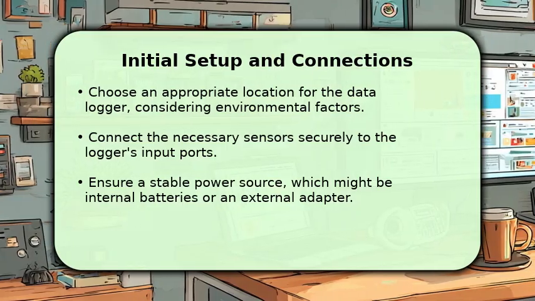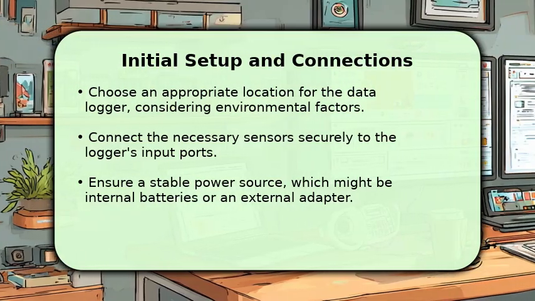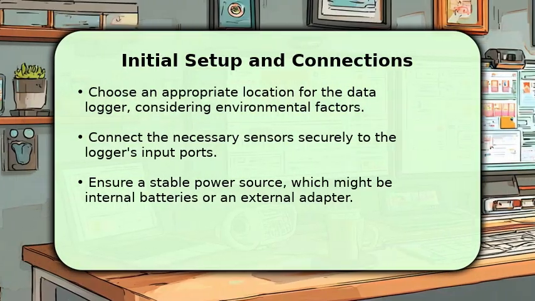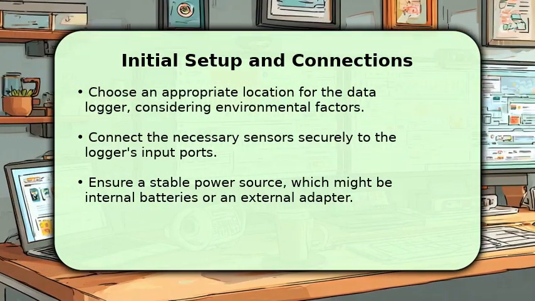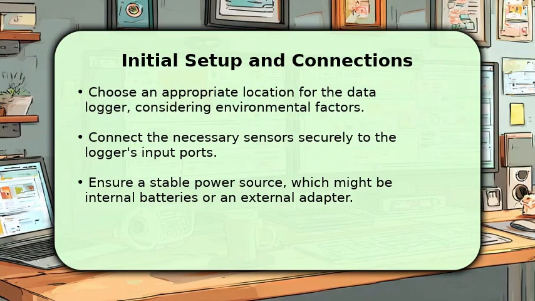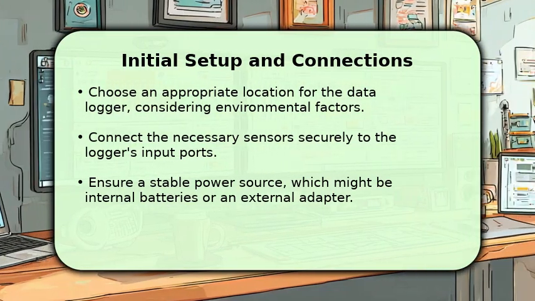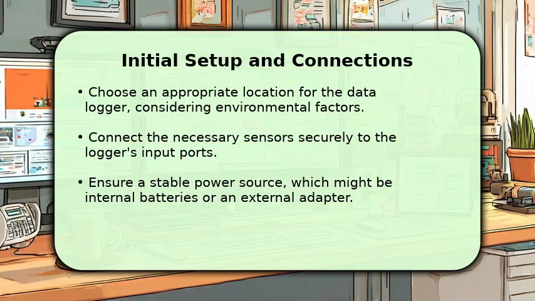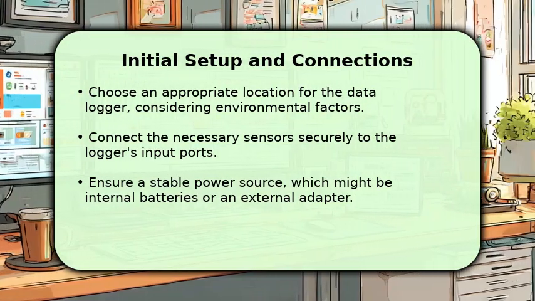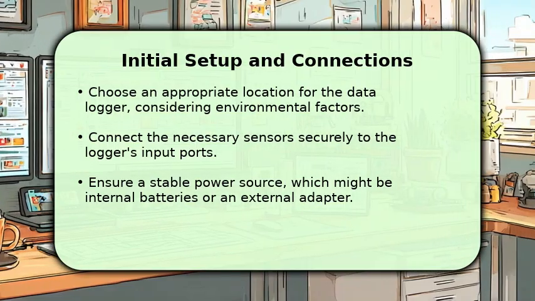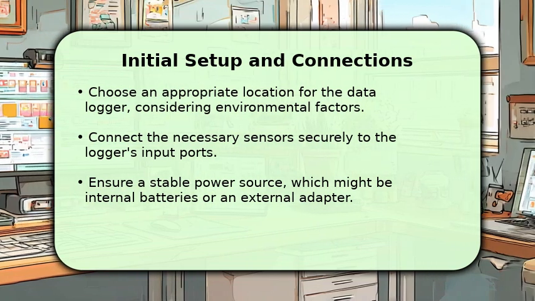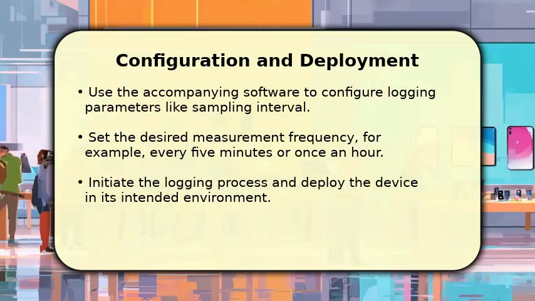Next, let's get your data logger ready for action. Begin by selecting a suitable location for deployment, ensuring it's representative of what you want to measure. Then, carefully connect your sensors, such as temperature probes or humidity sensors, to the designated input channels. Finally, power up the device, typically using internal batteries that can last for several months or an external power supply for continuous operation.